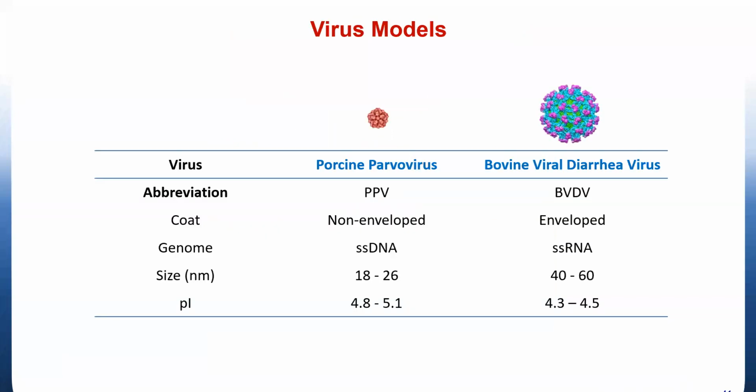The virus models that were used for these experiments are the Possum-Parvo virus (PPV), which is a non-enveloped virus and has a size of about 18 to 26 nanometer. And we also made use of the bovine viral diarrhea virus (BVDV), which is an enveloped virus with about 40 to 60 nanometer. The difference between these two viruses is that the enveloped virus has a lipid bilayer, which it obtains from the cell from which it's propagated.